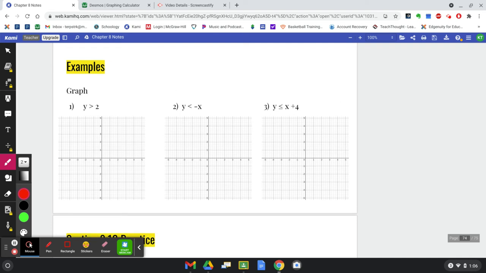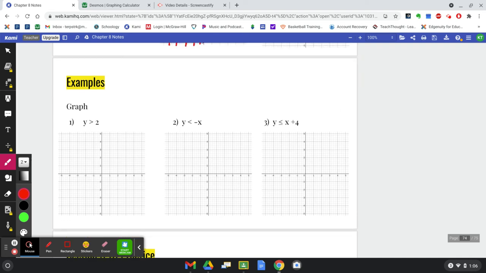So let's look at a few more examples and then we'll let you practice on your own. Y is greater than 2, right? Remember, this is just like y equals 0x plus 2, right? So this is going to be a flat line. I go up to 2, right? It's going to be a dotted line. So a dotted line is saying y is greater than. So if I go to the line, I need to shade up.